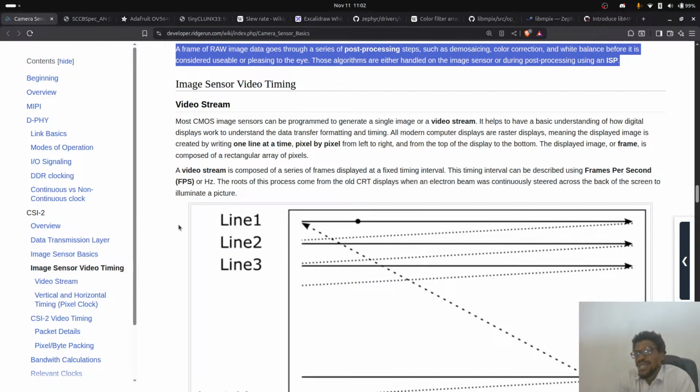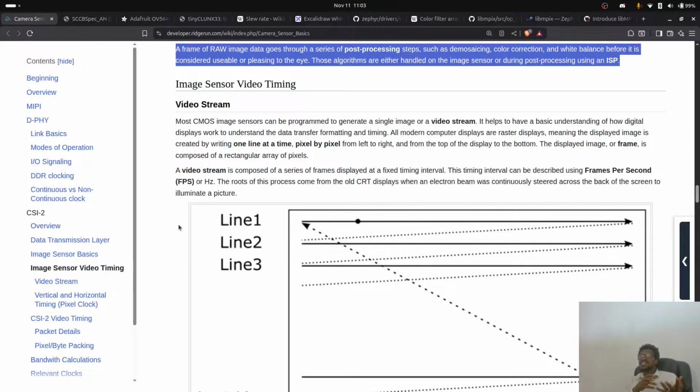All modern computer displays are raster displays, meaning the display image is created by writing one line at a time, pixel by pixel, from left to right, and from the top of the display to the bottom. The displayed image or frame is composed of a rectangular array of pixels. A video stream is composed of a series of frames displayed at a fixed timing interval, and this timing interval can be described using frames per second, or FPS, or hertz. So 60 hertz or 60 FPS, that is how many frames are coming to this display at a given time.